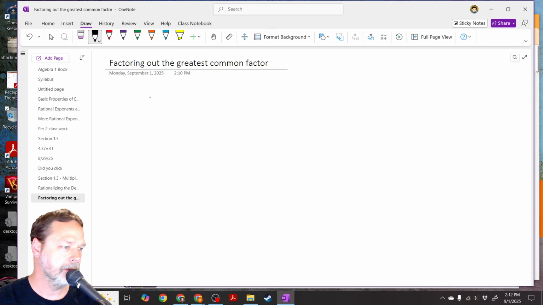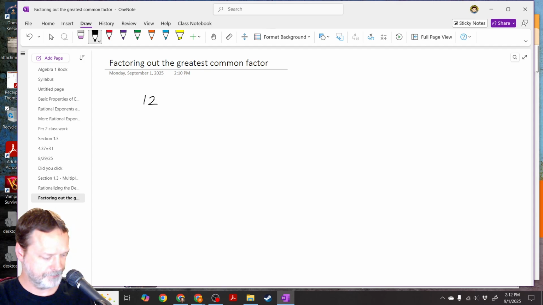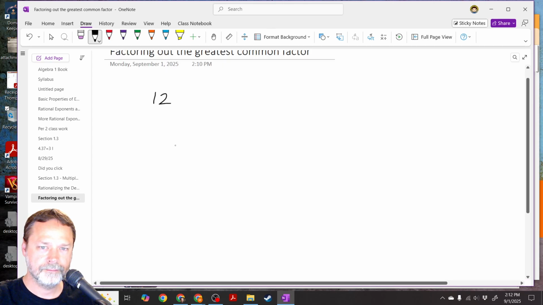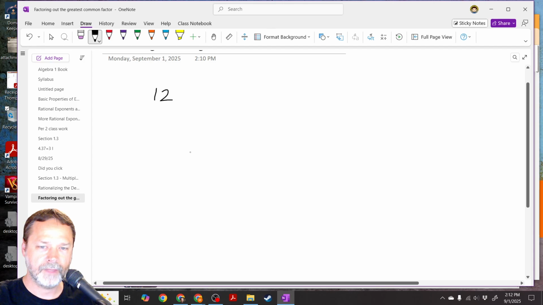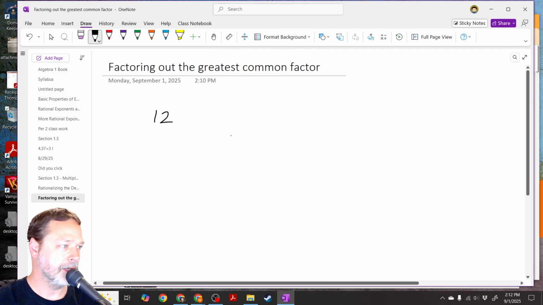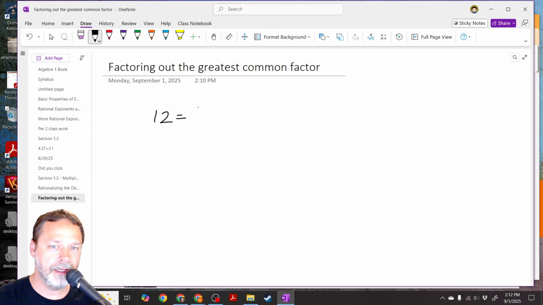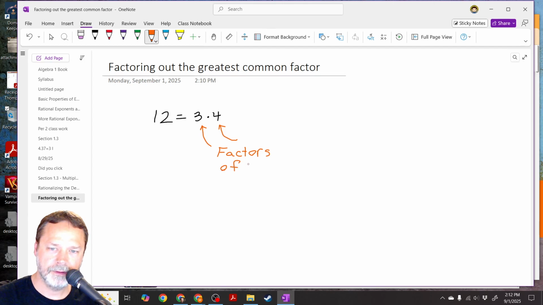So a factor is when we can take a number like 12, and we rewrite that as a product. So one way I could do that is 3 times 4. And afterwards, each of these happen to be factors. In this case, they are factors of 12.